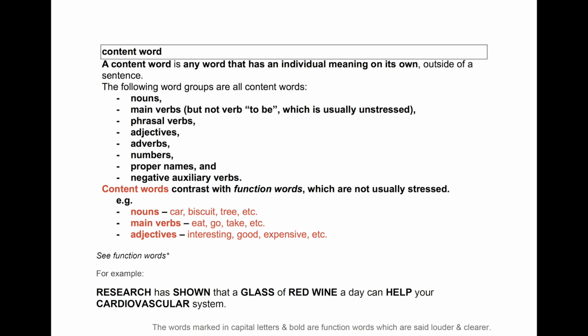Research has shown that a glass of red wine a day can help your cardiovascular system. If you notice, I'll say the words marked in capital letters and bold louder and clearer because these are the content words. Let me repeat it. Research has shown that a glass of red wine a day can help your cardiovascular system. Now, even if I say it a little bit faster, these words will still be louder and clearer.